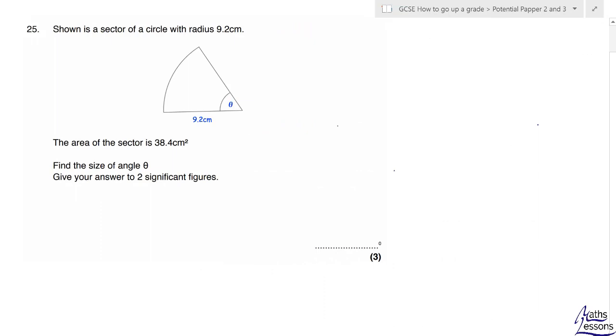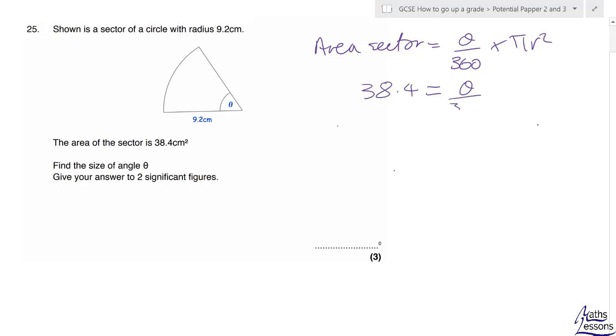Okay, next question. Shown is a sector of circle radius 9.2. We know that its area is 38.4. Now we know that the area of a sector is again just a fraction of the area of a circle. So we take this fraction and times by pi r squared. So long as you remember the area of a circle is pi r squared and the circumference is 2 pi r, the sector and arc length formulas are very easy to remember, just times by theta over 360. Now we know that 38.4 will equal theta over 360 times pi times 9.2 squared.